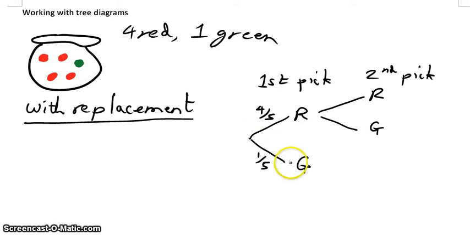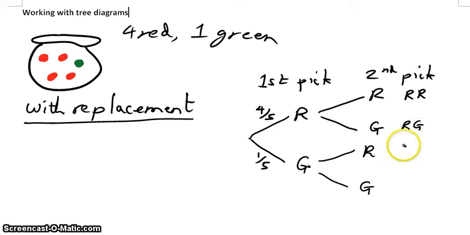Similarly, I could have picked a green one out. So if I'd have picked a green one out the first time, I can still pick a red one out the second time. Okay, and if I pick a green out the first time and I replace it, there's still that chance of there being a green as well. So you'll notice that there's 4 different possibilities. Alright, 4 different outcomes. So we've got red followed by red, red followed by green, green followed by red, which is a different outcome, and green followed by green. So those are the 4 possible pairings.